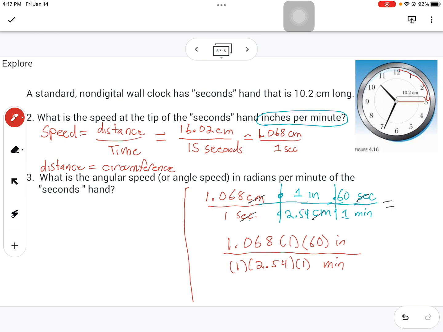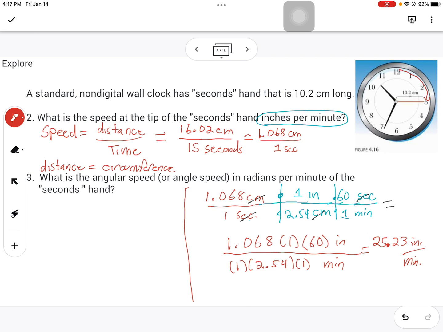So let's open up Desmos, and let's put in our function. So I have 1.068 times 60, and I'm going to divide that by 2.54, and my result will be 25 point, I'm going to round off to the nearest hundredth, so 25.23 inches per minute. And that's the speed of the second hand.